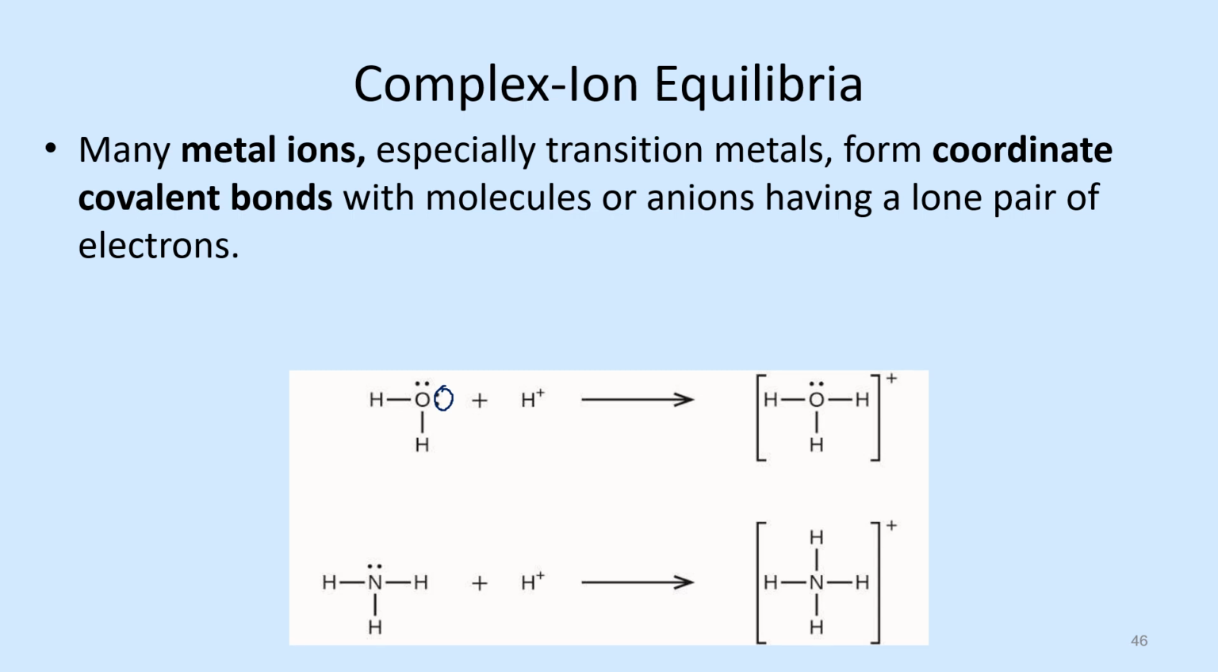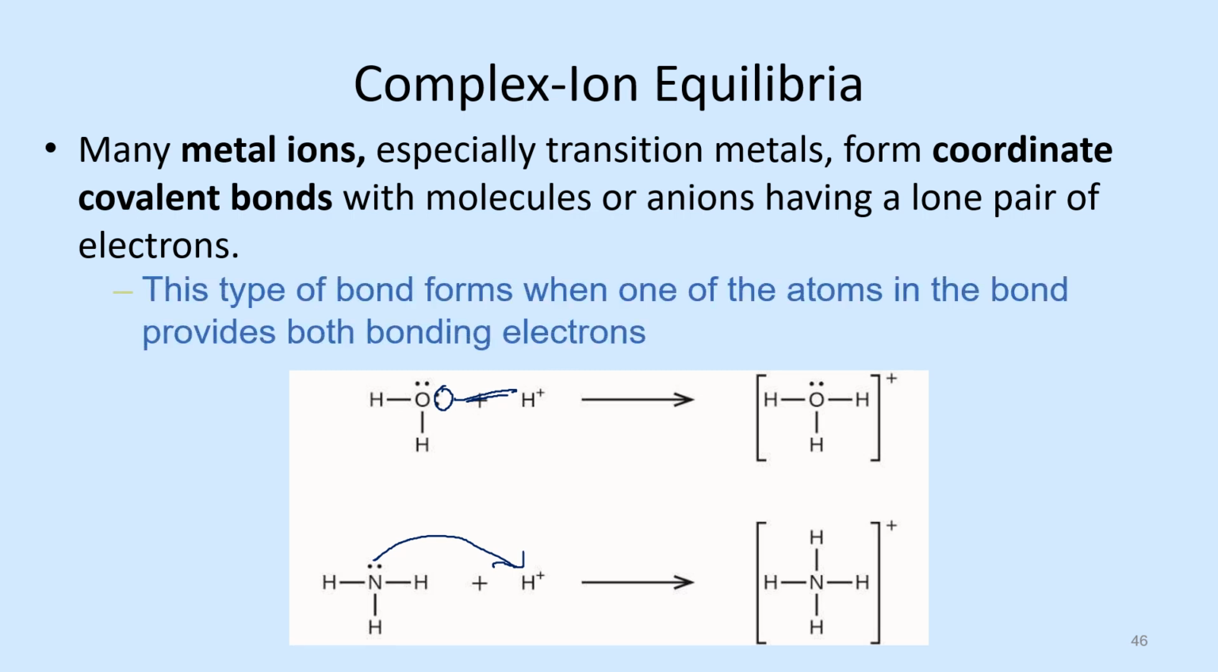So again, anything that has lone pairs can act like a base. Sometimes we call this bonding a coordinate covalent bond. So when the electron pair joins up with something else, we call that a coordinate covalent bond. You can see here, again, this is giving up its electrons to the hydrogen. So a coordinate covalent bond forms when one of the atoms provides the bonding electrons to something else.